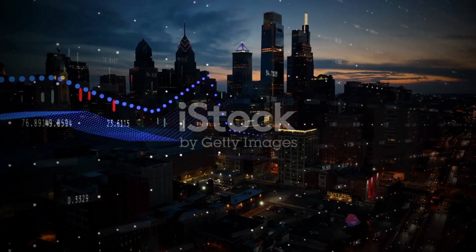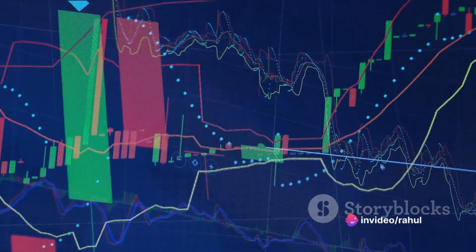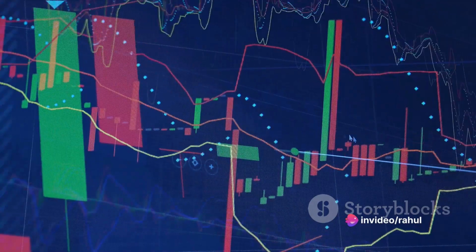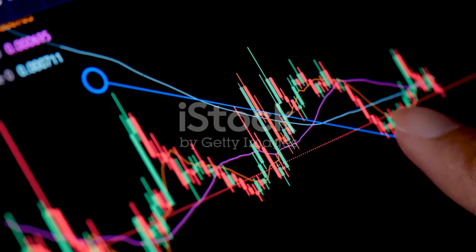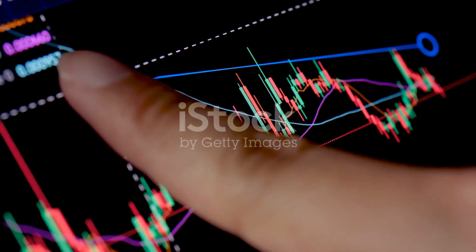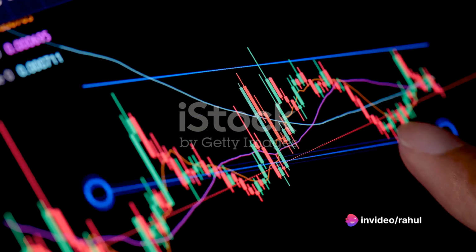Here's a step-by-step guide. First, start by identifying the highs and lows on the price chart. These points mark the levels of support and resistance. Second, draw horizontal lines connecting these points. This visual representation will help you understand where the price might find support or resistance in the future.